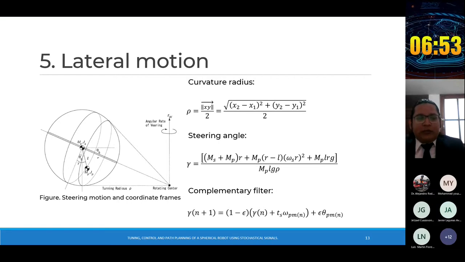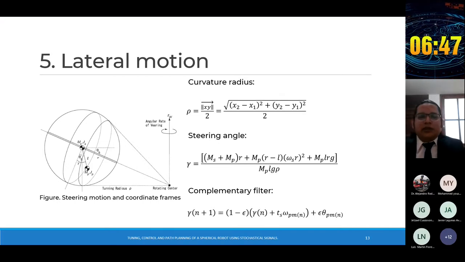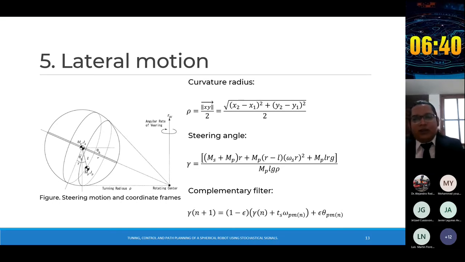And for lateral motion, we are using the model that is presented in the figure on the left. We have the curvature radius that we are calculating to be followed or to be considered by the system. So we can calculate the steering angle using the second equation.